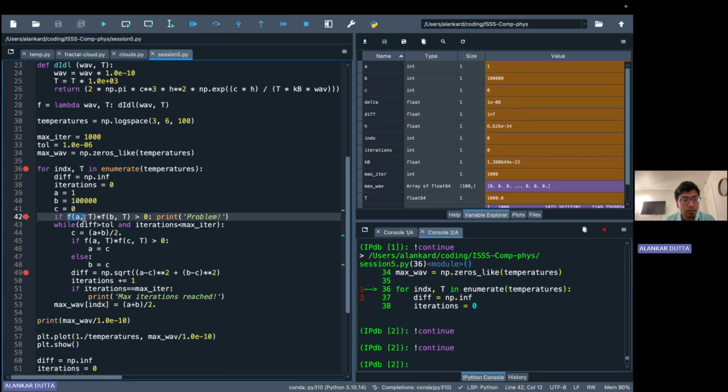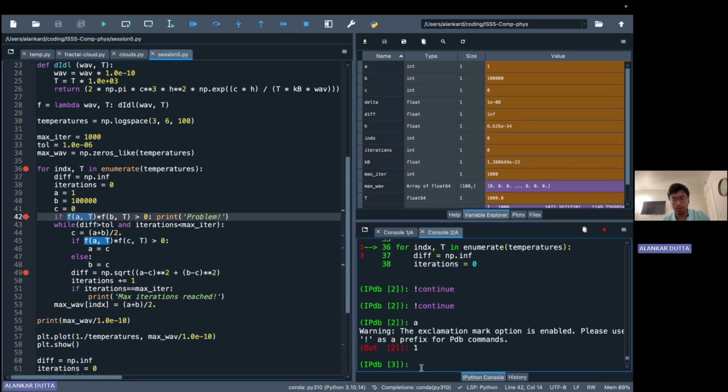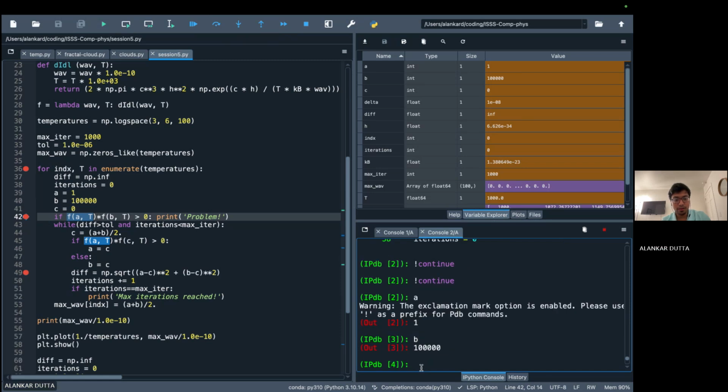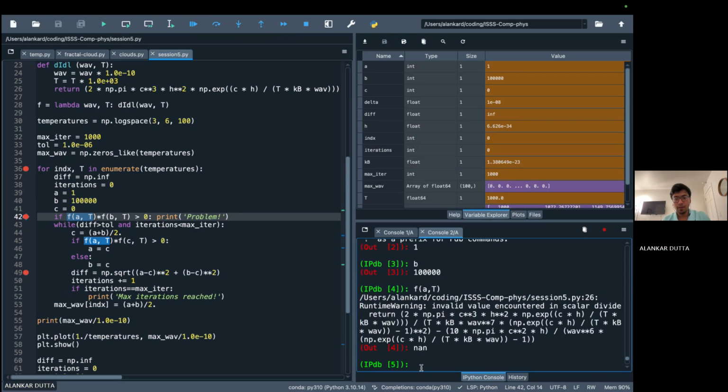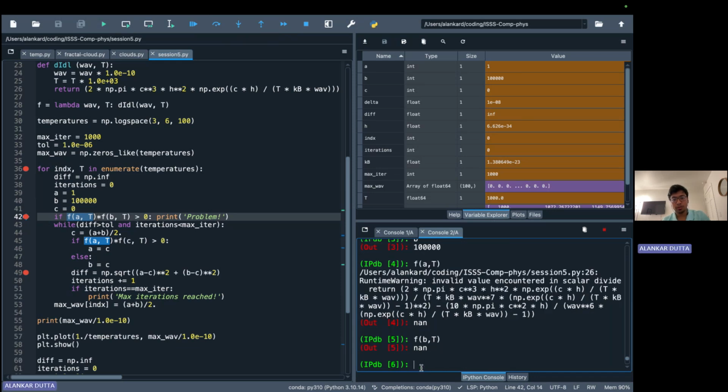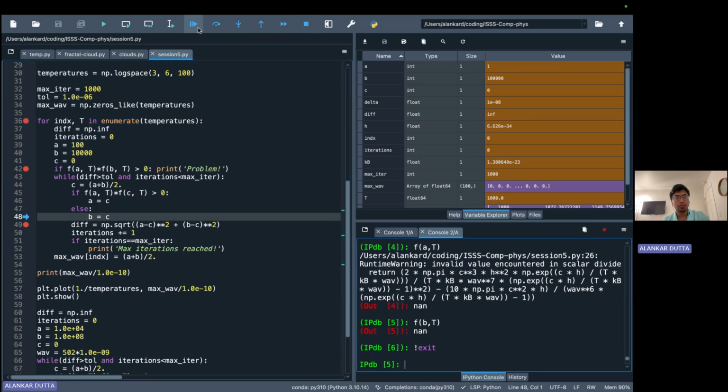Yep. So let's see what the value of A is. It's 1. And what's the value of B? So if A comma T is nan, B comma T is also nan. So should I move this to 100 and move this to 1000, 10,000, something like this, just to check why am I getting nans in here.